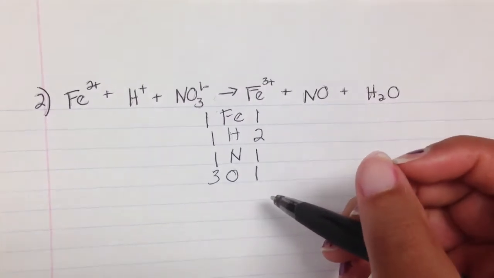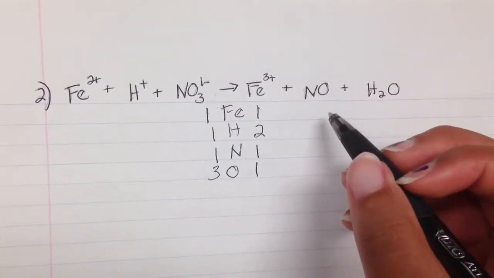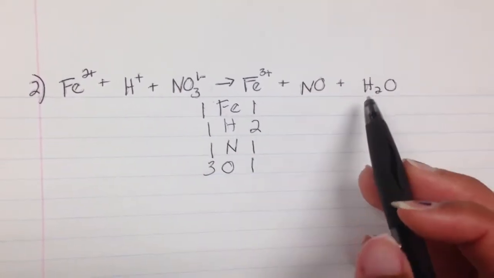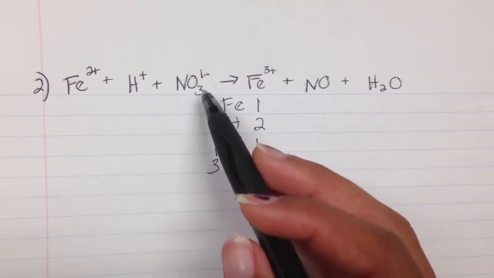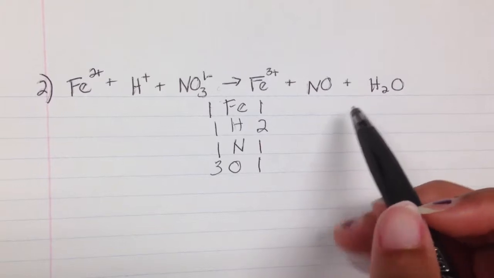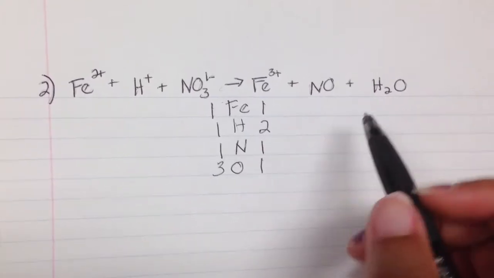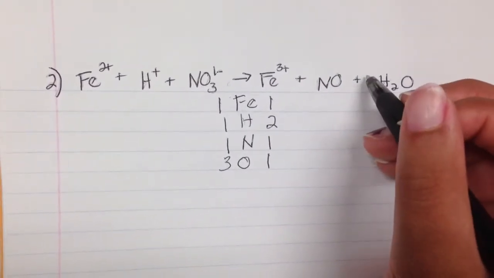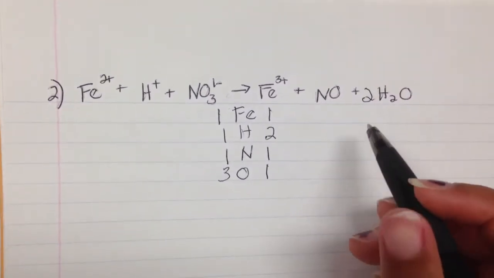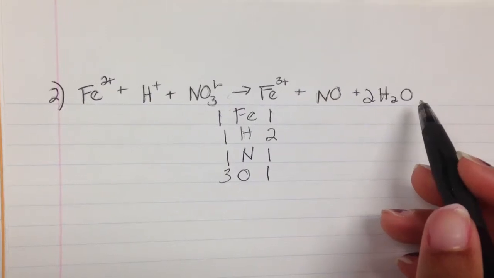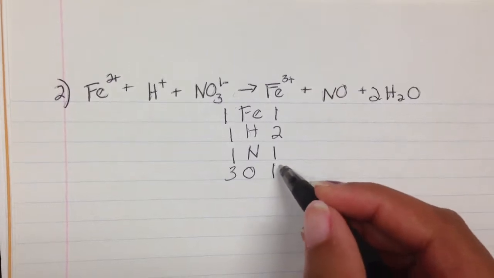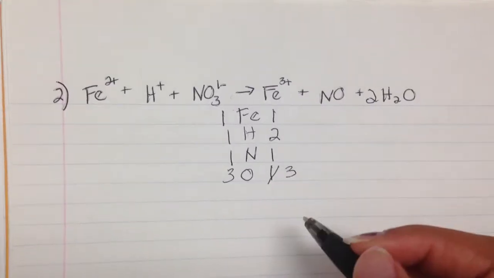So the first thing I'll do is I see that there are actually 2 oxygens on this side, and there are 3 oxygens on this side. So in order to make there be 3 oxygens on the right side, I can put a 2 in front of this hydrogen, and that will give me two oxygens plus 1 oxygen, which equals 3 oxygens. So now there are 3 oxygens.